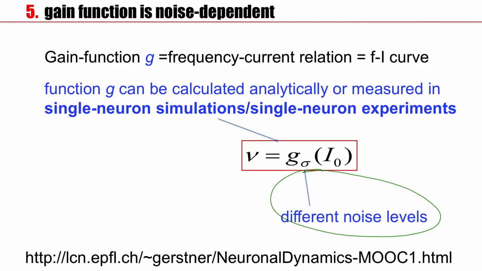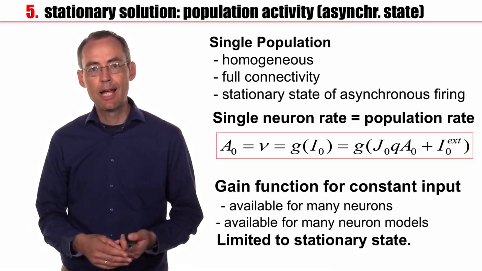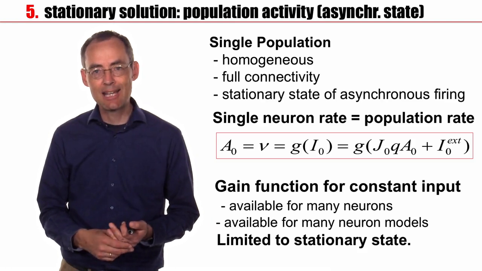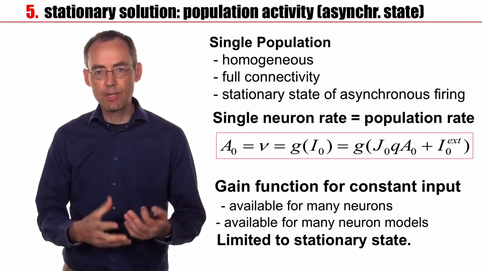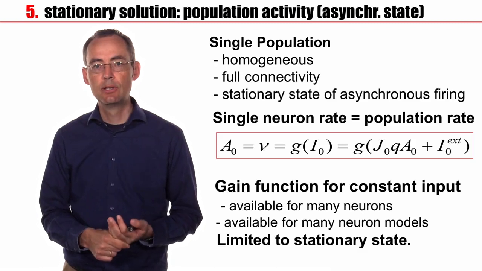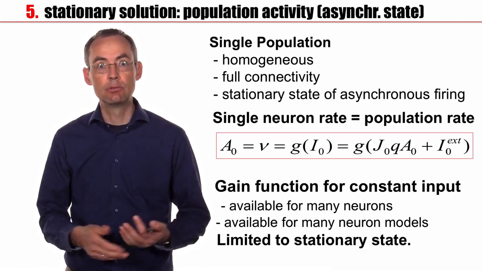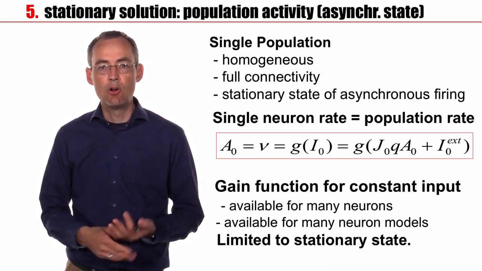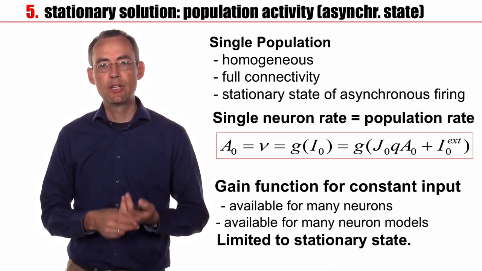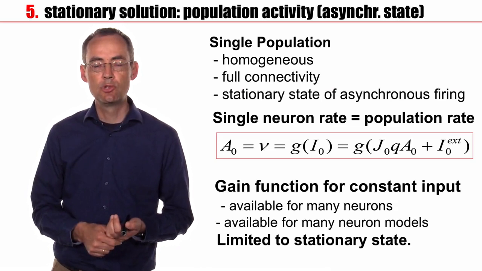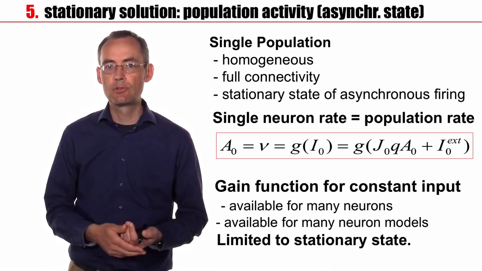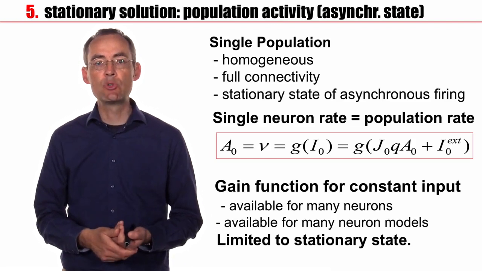So let me summarize what we have seen so far. We have looked at a single population. We have assumed that it's homogeneous, which means all neurons are the same. They have the same parameters. They are of the same type. We have assumed full connectivity, and we looked at the stationary state for asynchronous firing. And then we exploited that the single neuron rate is equal to population rate, and we could just write down the formula for the population activity, and we could solve it graphically. Now, the important thing that you need is the gain function for single neurons for constant input, and that's available for most neuron models, and importantly, it's also available for most experimental neurons.